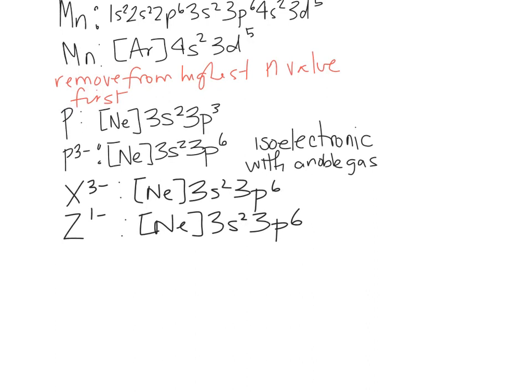Are these the same element? No. I used a different letter, but I also used a different number of electrons. They are isoelectronic with argon. But X gained 3 to get there, so count back 3 from argon. Phosphorus. This gained 1, so count 1 back. There you go.